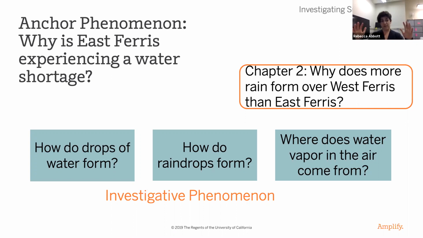We have the anchor phenomena, and then in a smaller way, we have investigative phenomena. Things that we see every day, like drops of water forming in front of us on our cups, raindrops forming, that we see every day. These are what we call investigative phenomena, and what we do is we ask questions called investigative questions.